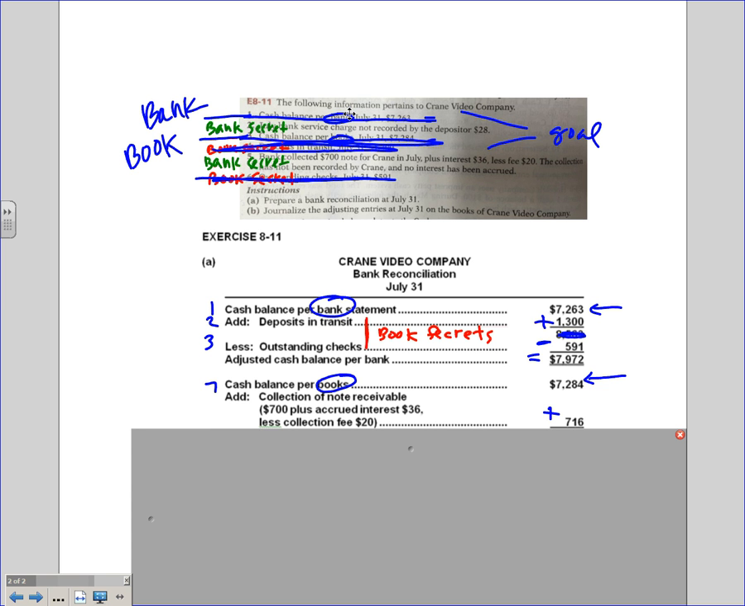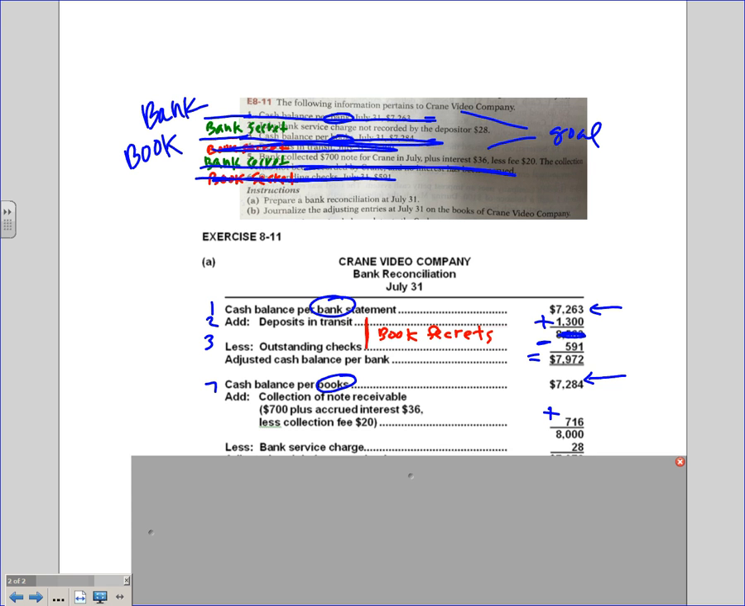What's their other secret? What's their other little secret? We've done number 6 now. What's the other secret according to what we listed up there? They charged another service charge. What the heck? For what? July bank service charge not recorded by the depositor. So you know what? They can charge us whenever, whatever.